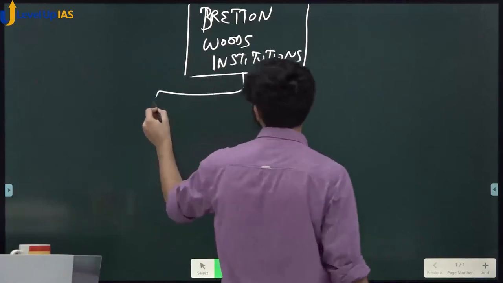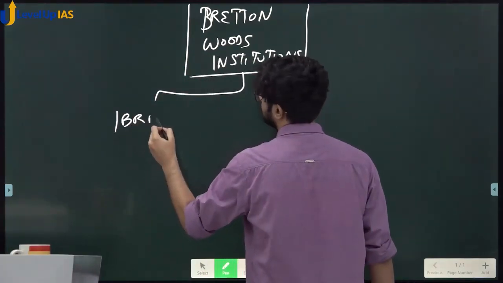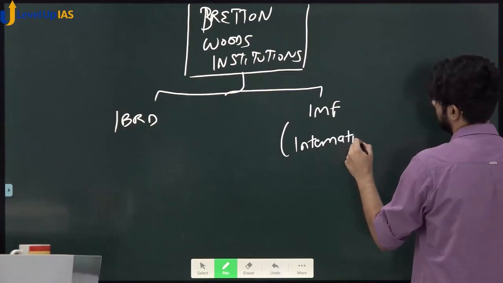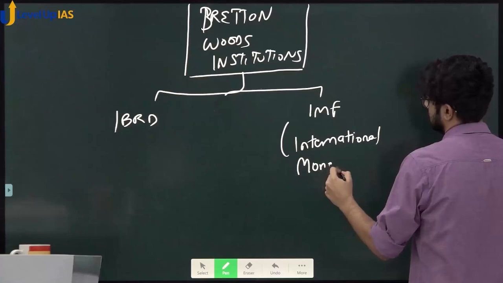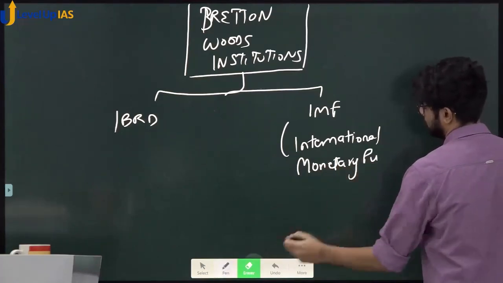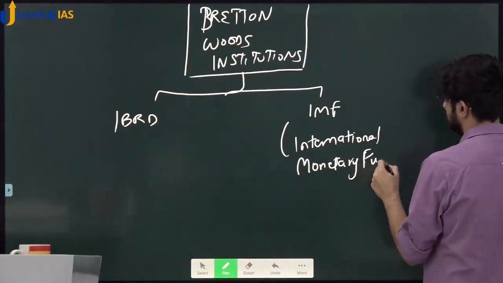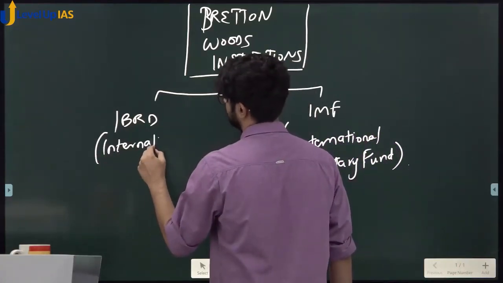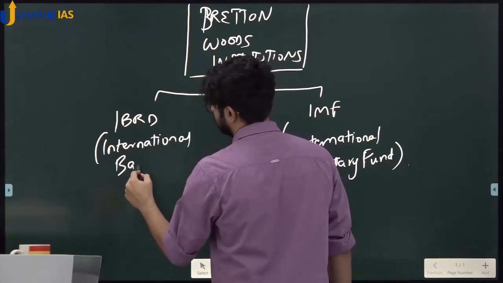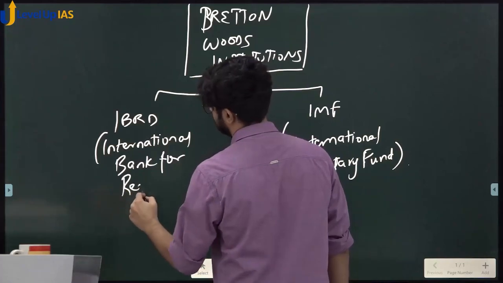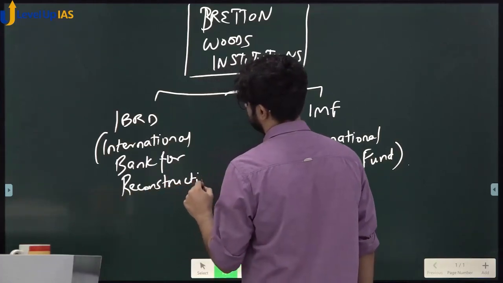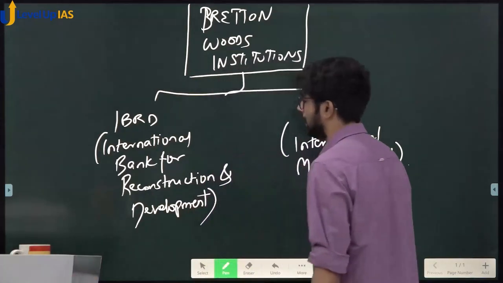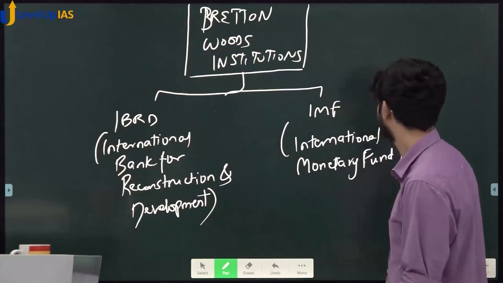Which were the two organizations, sir? One organization was called IBRD, one organization was IMF. I hope you know the full form. International Monetary Fund. International Bank for Reconstruction and Development. We'll come back to this again.